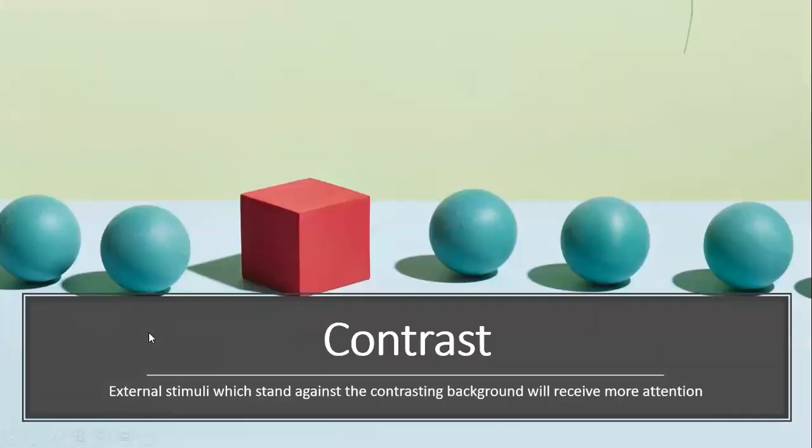Contrast. Yes, another factor is contrast. External stimuli which stand against a contrasting background will receive more attention. If there's a very sharp difference between the background and the stimulus, then of course you see such an object quicker than one that is blending in with the background.